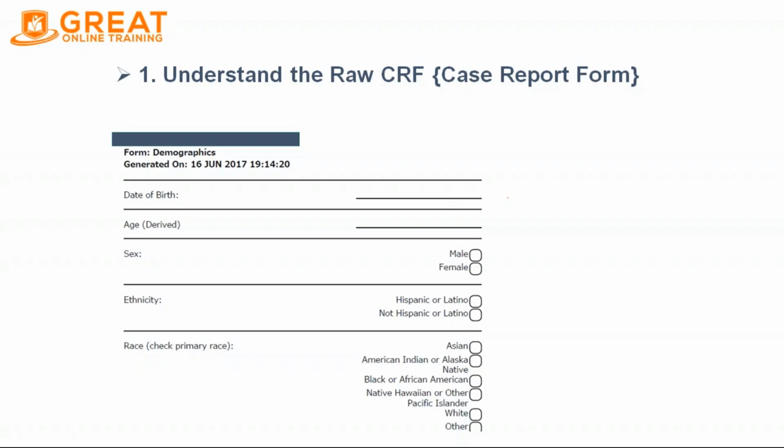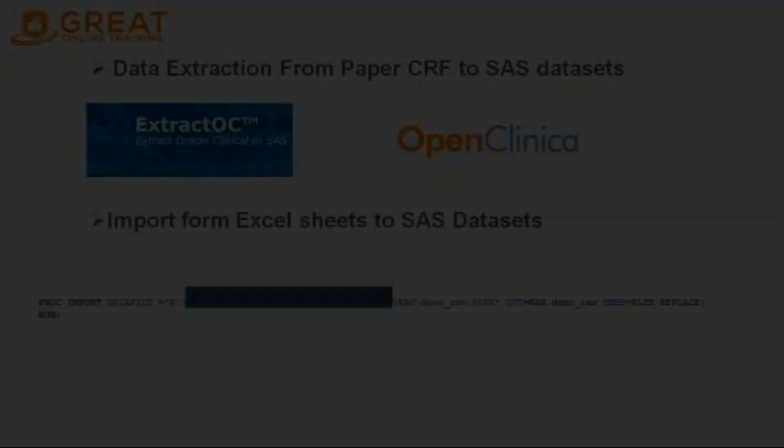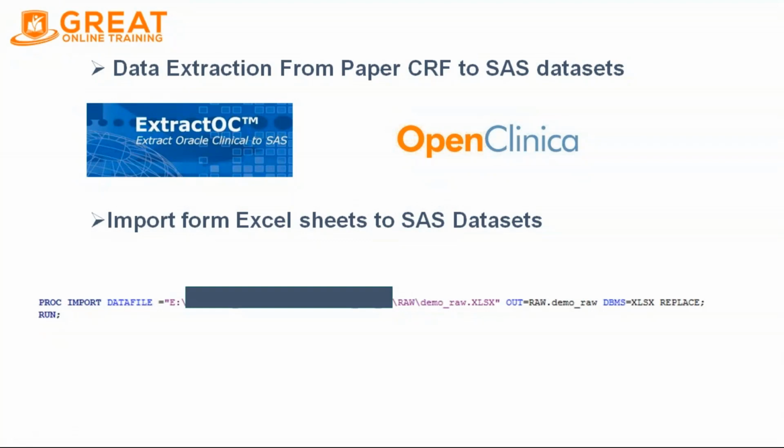So this is the raw information. From the raw CRFs, we are going to extract this into a SAS dataset. This is the first step: we understand the raw CRF, and later data extraction happens. I already explained this. Some software is used by some MNCs or big companies, such as Oracle Clinical and OpenClinica. These are two such software packages. They can extract the paper CRF data to a SAS dataset by the CDM department, the clinical data management people.